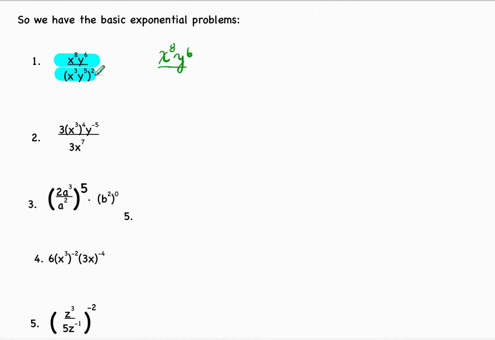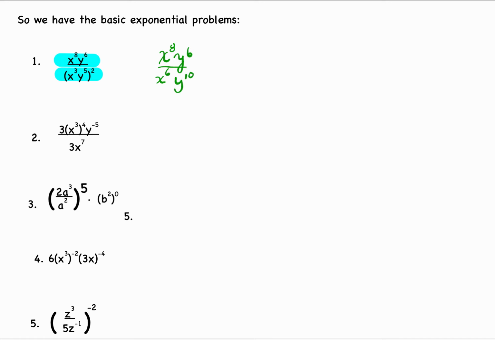Well, the denominator is telling me that it wants me to square everybody in those parentheses. And when we square a power to a power, that's what's happening here. We really just multiply. So x to the 3rd raised to the 2nd is really x to the 6th. And y to the 5th squared is y to the 10th.